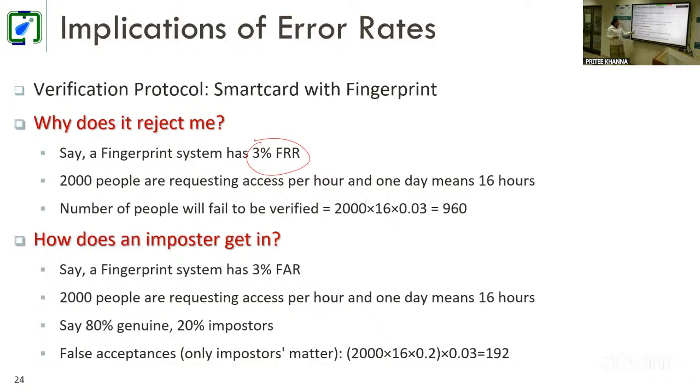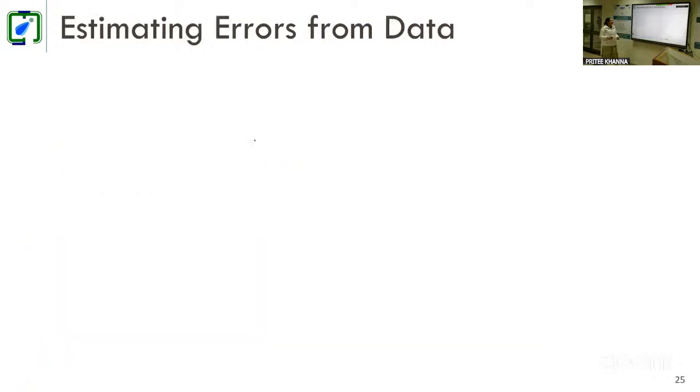Similarly, with the same data, say 2,000 people and 16 hours a day, but here let us say 80% are genuine and 20% are imposters. Out of those 20%, what is happening? These 192 are going to be falsely accepted, right? So just understand the concept. And now how are we going to estimate our error?